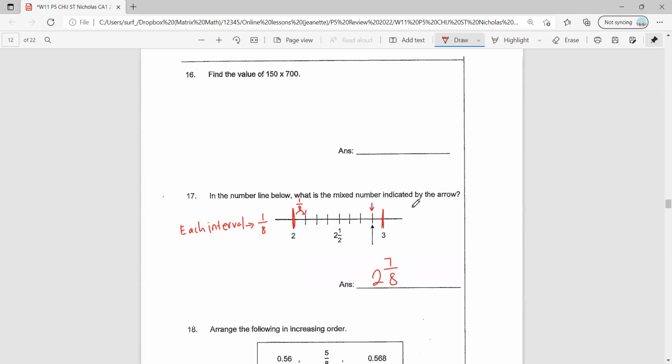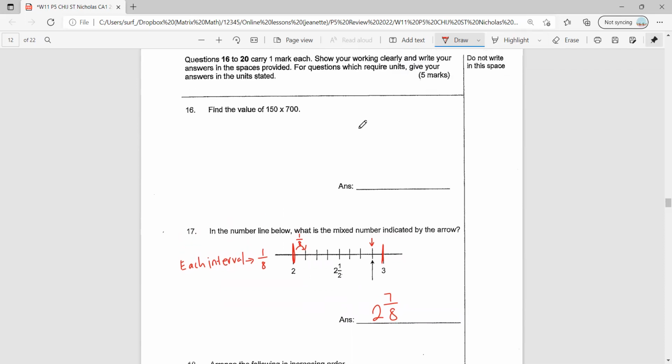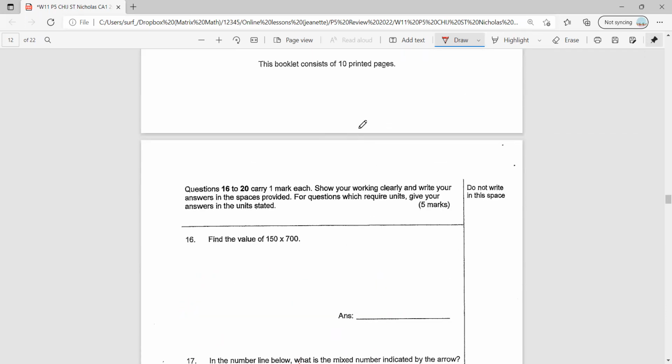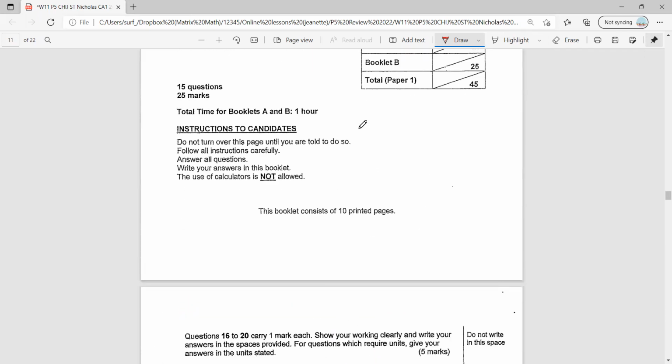Question 16. Anyone? Okay, now I'll go to MCQ. If you don't have questions for the MCQ, you can leave already.